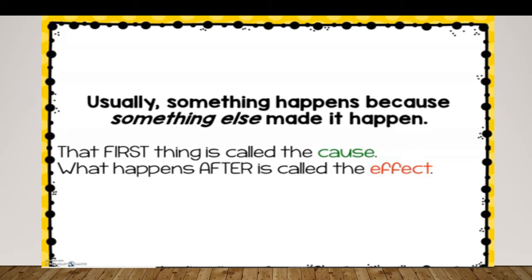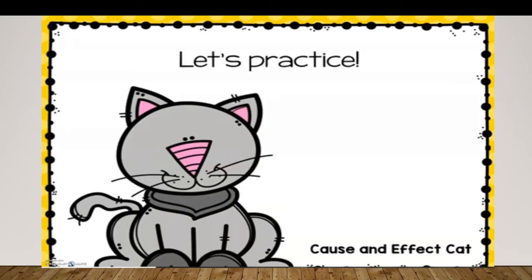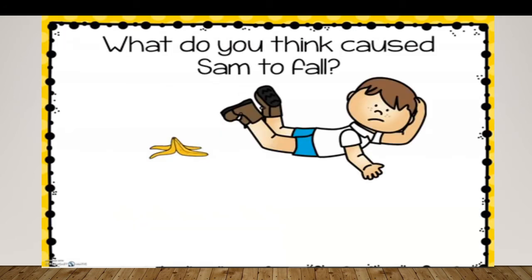The first thing that happens is called cause. And what happens after is called effect. This is a very important thing to remember. The first thing that happens is a cause, and then we have effect.